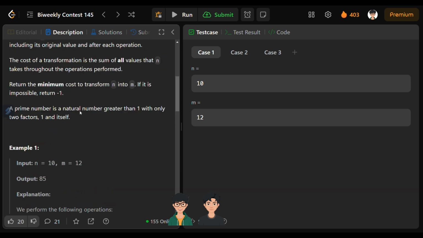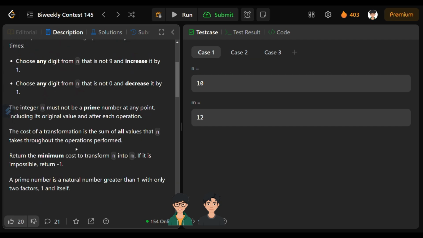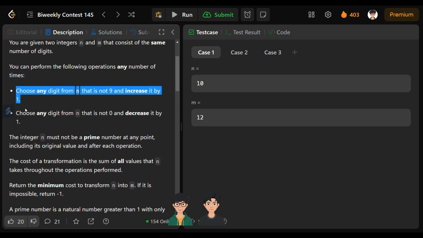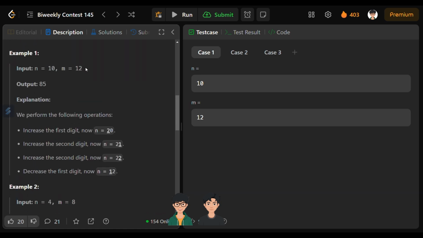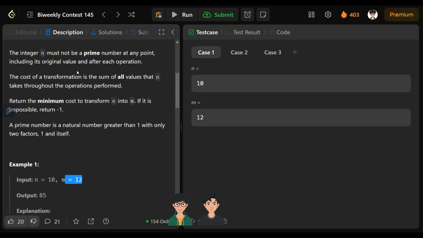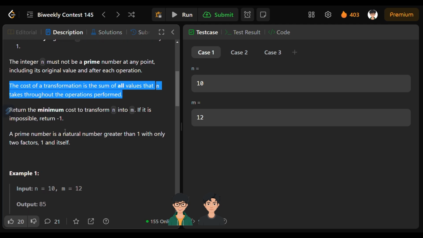We should make it clear that you are given n and you have to make n equal to m. To do that you have to do these operations: you can increase any digit or decrease any digit. Your target is to make n equal to m with very less cost. And the cost is the number of nodes which are coming in the path.